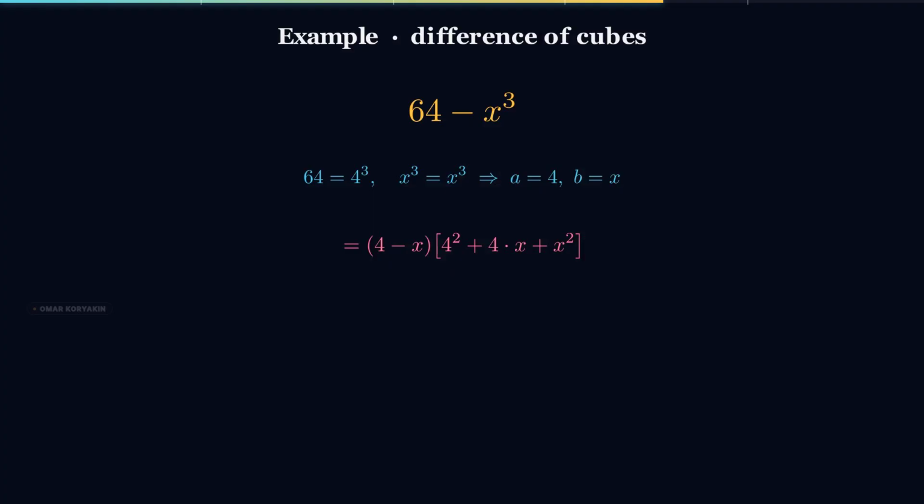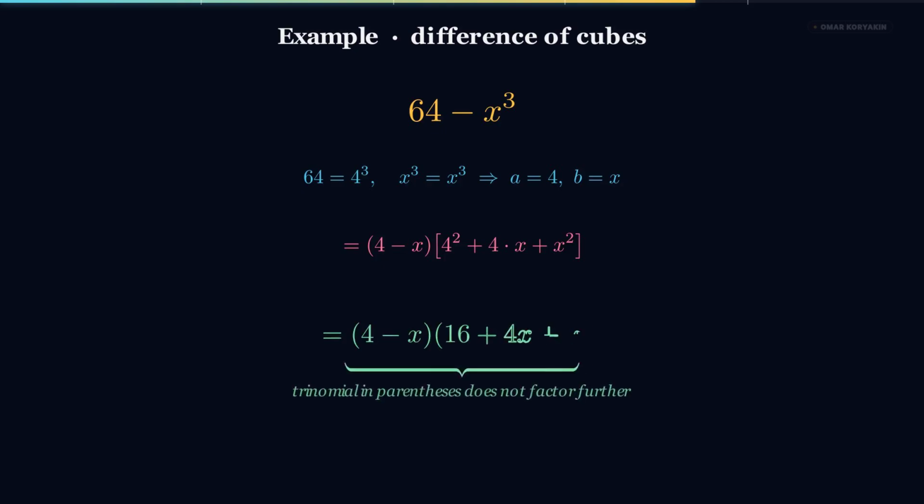Apply the difference of cubes pattern. The binomial is a minus b, which is 4 minus x. The trinomial is a squared plus a b plus b squared, which is 4 squared plus 4 times x plus x squared. Simplify the trinomial terms. 4 squared is 16. 4 times x is 4x. x squared is x squared. The full factored form is 4 minus x times 16 plus 4x plus x squared. The trinomial does not factor further because its discriminant is negative. It is a sum of squares like shape that stays put.